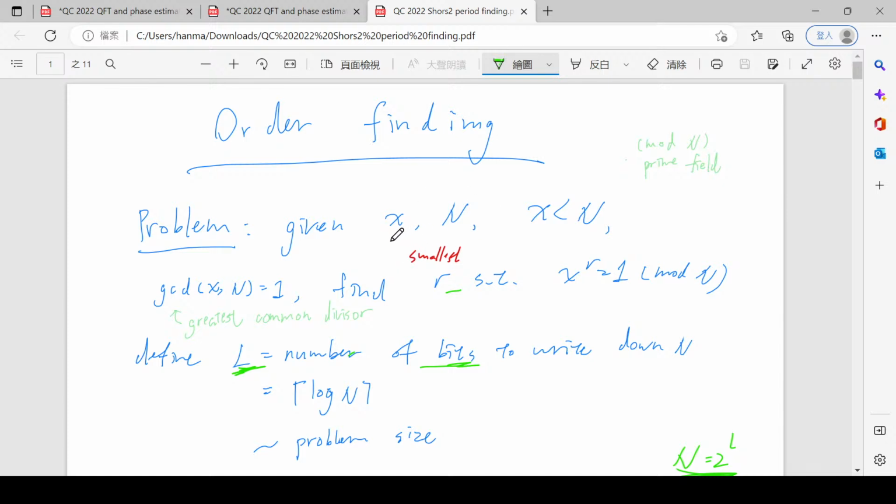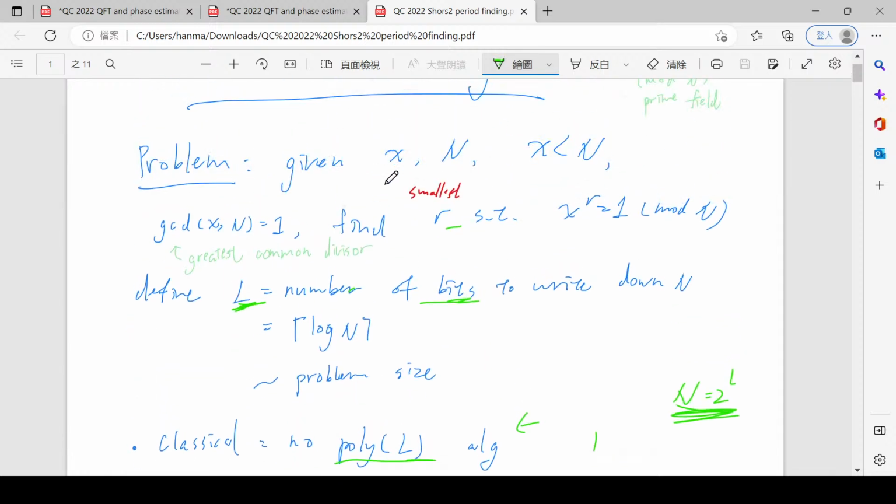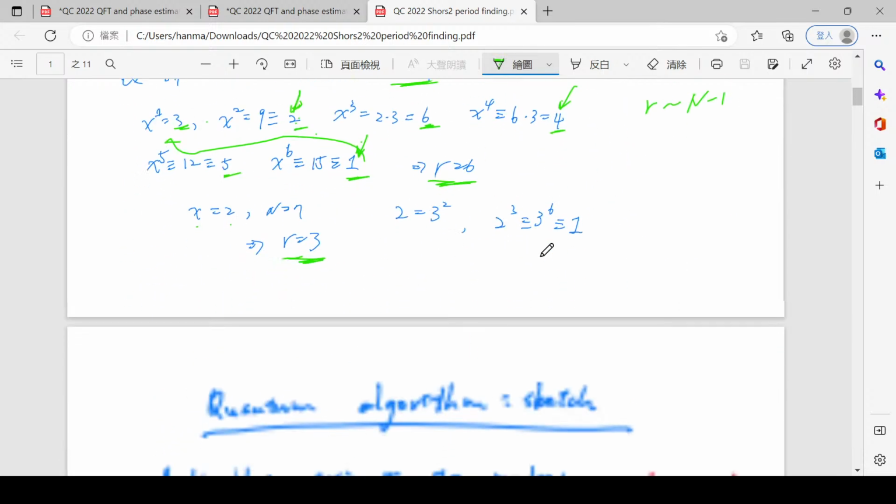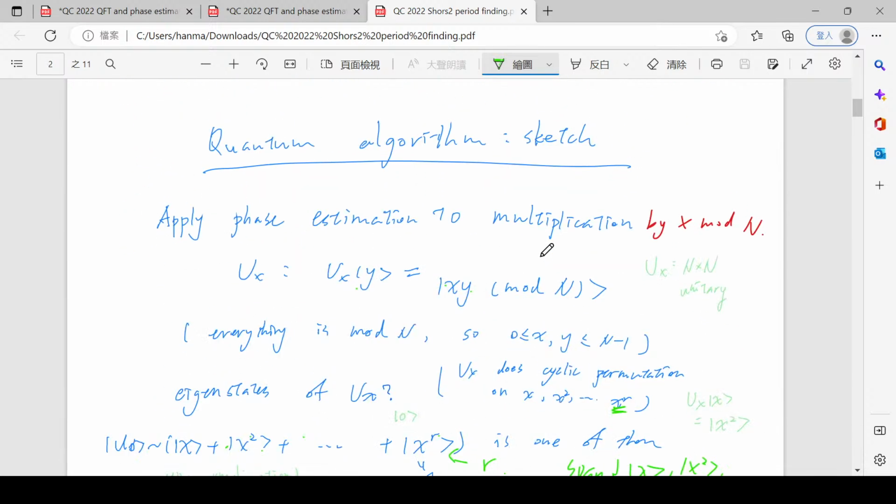So we have two inputs to this problem. We have x and some big number n, and they are co-prime to each other. And we want to find the order of x with respect to this big number n, which is the smallest number r such that you keep multiplying x with itself, and it becomes 1 mod n. And we give this order finding algorithm that's really efficient on a quantum computer, and it's done by doing phase estimation. That's why we spend a lot of time talking about phase estimation.